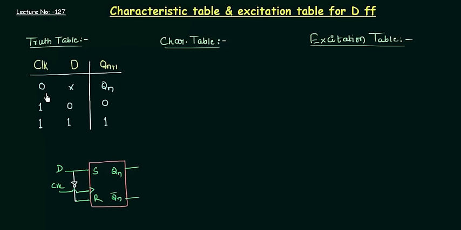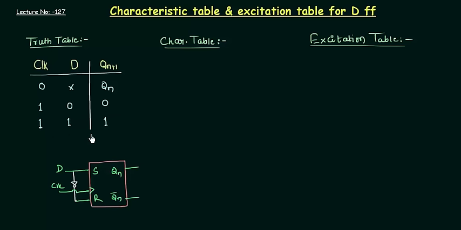You have your clock. Whenever the clock is low, whatever the value of D, your output is not going to be affected. It will have the previous value stored in it. Similarly, when your clock is high and D is low, the output will be low. Clock is high, D is high, the output will be high. A very simple truth table to follow.